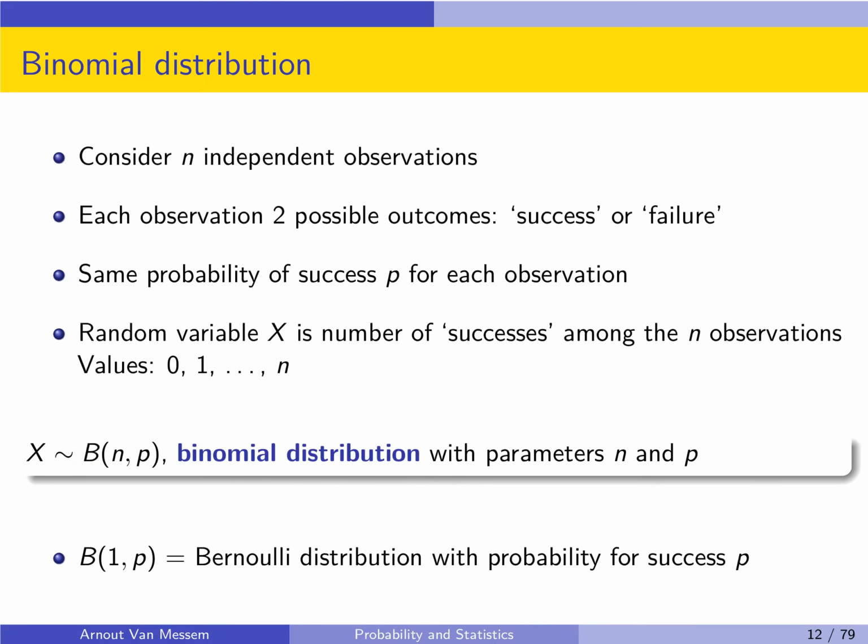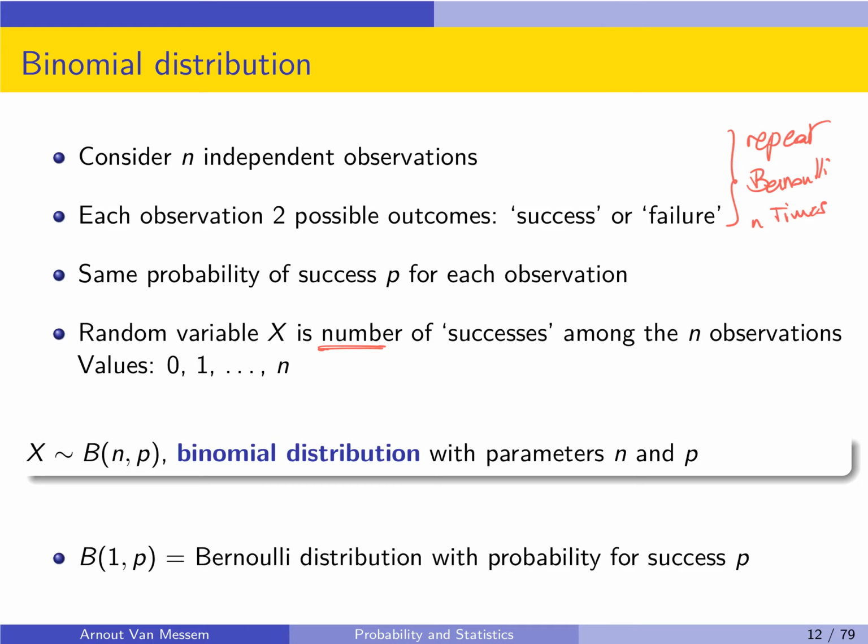The second distribution is the binomial distribution. So consider n independent observations, and each of the observations has two possible outcomes, success or failure. So basically what we do is we repeat n times a Bernoulli experiment. So we have n identical Bernoulli experiments. All of the experiments have the same probability for success, the same probability for failure. The random variable x that we are then interested in is the number of successes among the n observations.